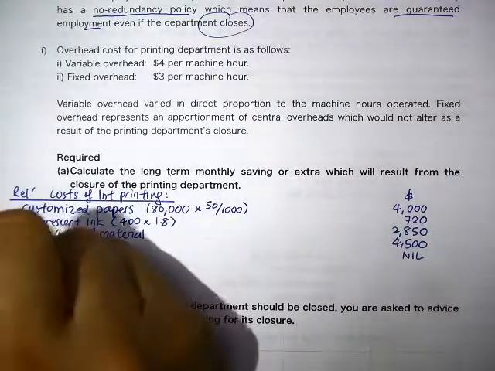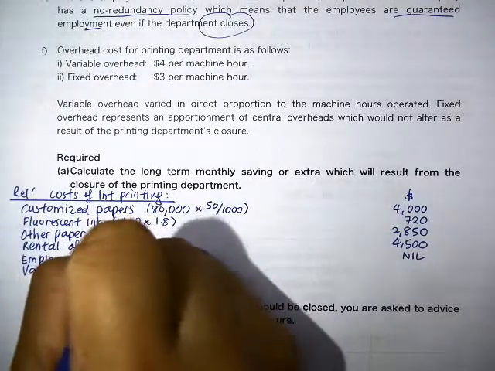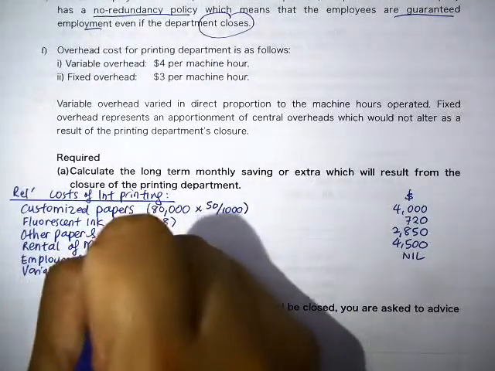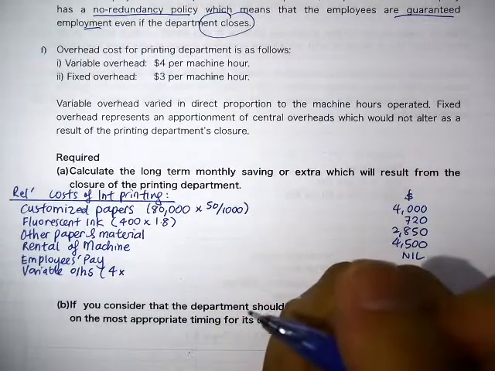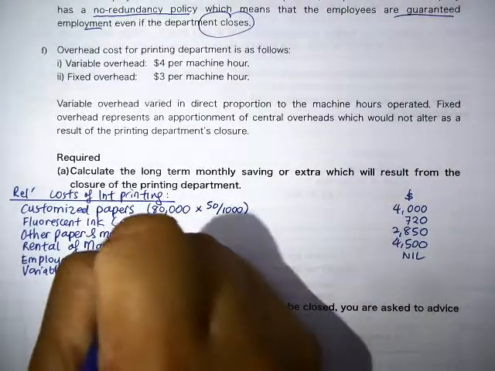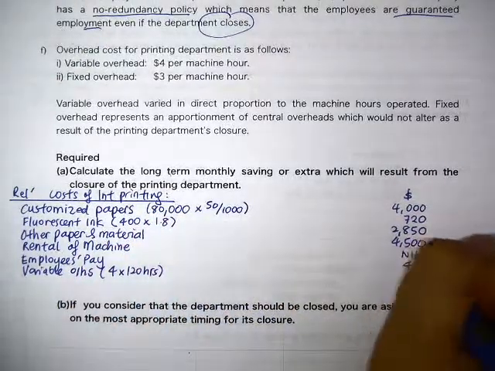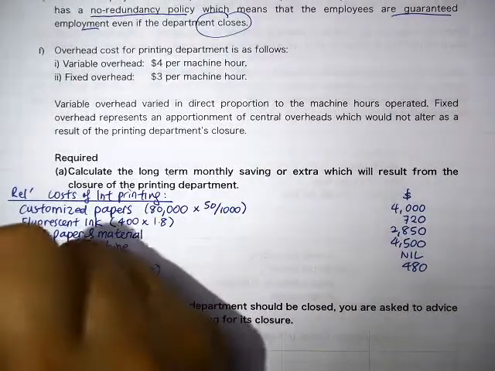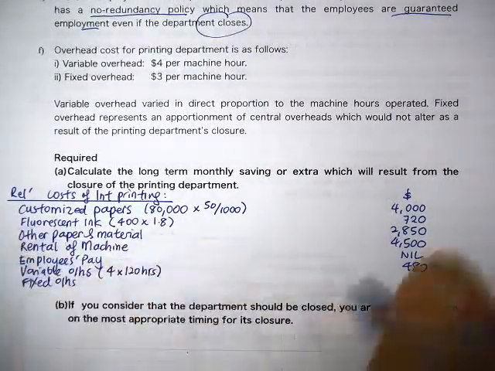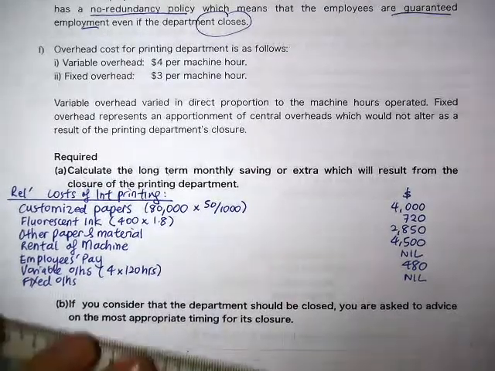Now I need to pay variable overhead, which costs me 4 per machine hour. And I need to operate 120 hours a month. So 480. Now, the fixed overhead, they say, is not relevant. It's just an apportioned overhead. So again, this is irrelevant.